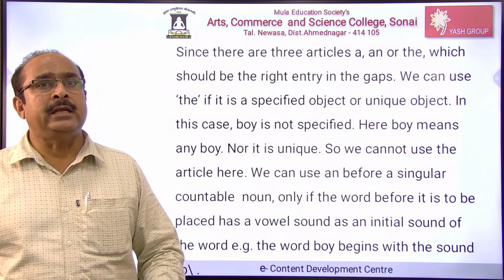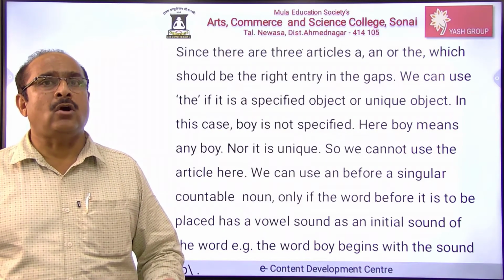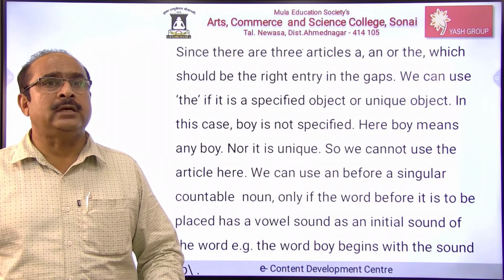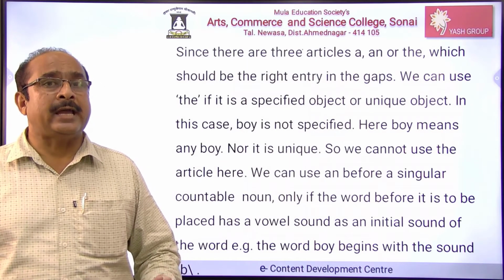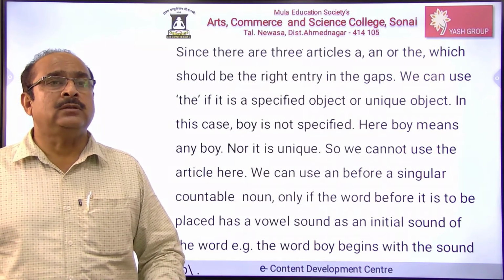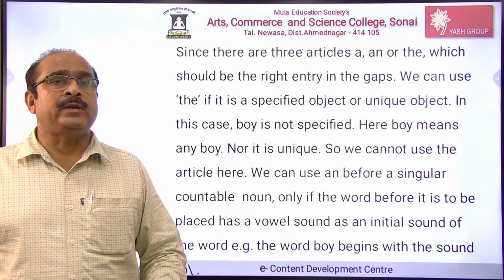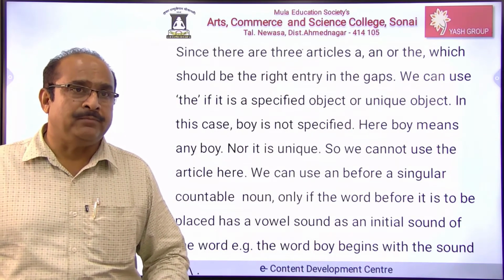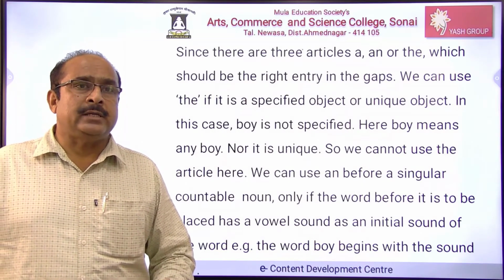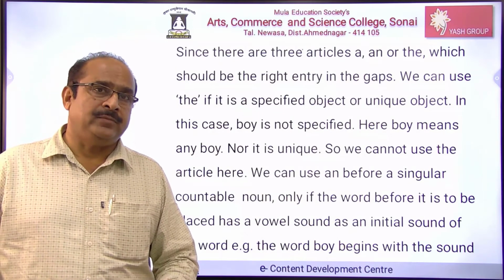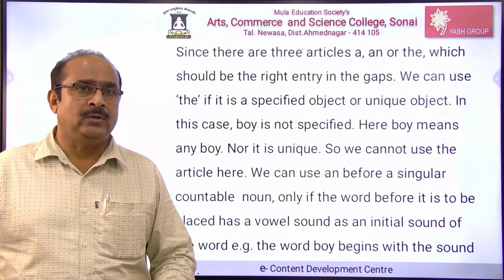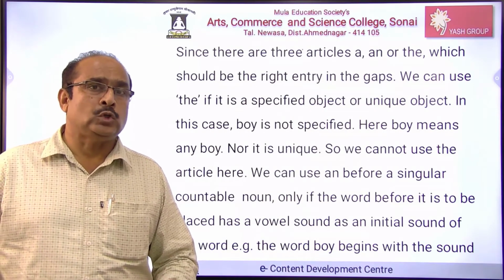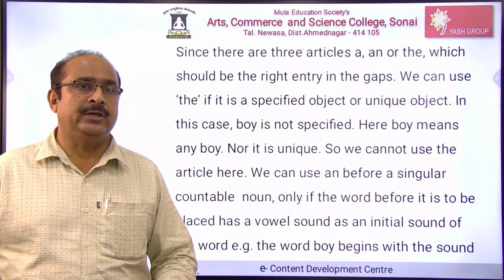Since there are three articles, a, an or the, which should be the right entry in the gap? We can use the if it is a specified object or a unique object. In this case, boy is not specified. Here boy means any boy, nor is it unique. So we cannot use the article the here.